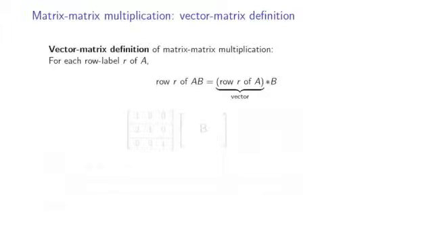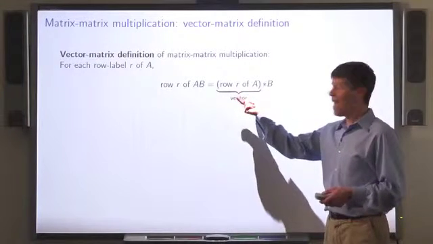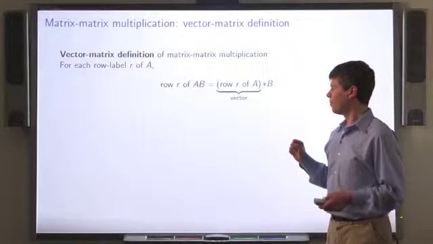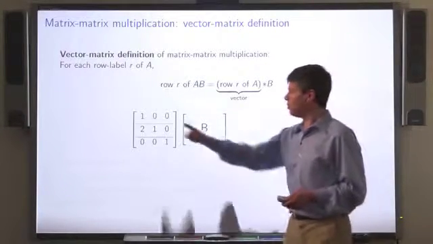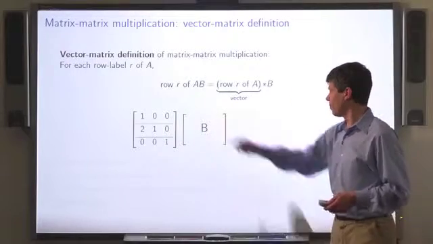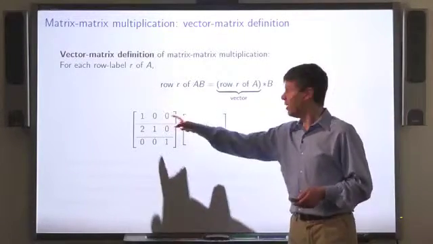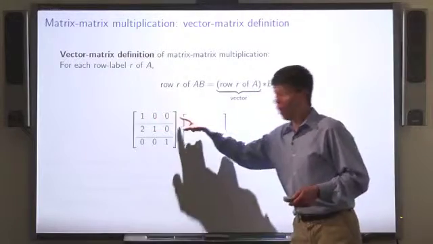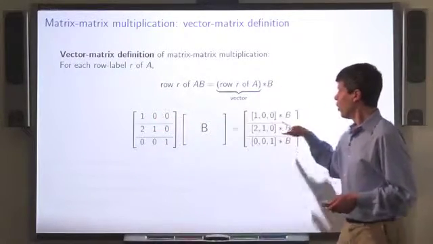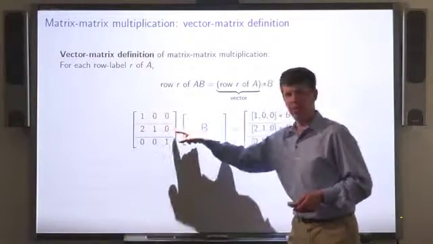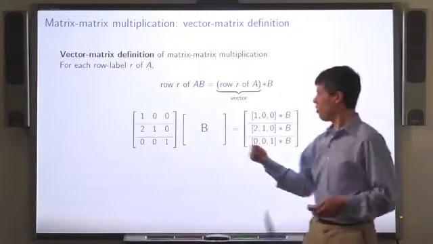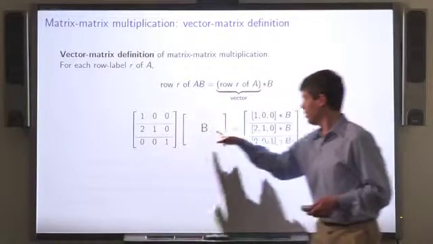Say we're multiplying A and B. For each row label R of the matrix A, row R of AB is the vector matrix product, the row R of A times B. So for example, let's say we're multiplying this matrix by B. Row 1 of the product is row 1 of the first matrix times B. Row 2 of the product is row 2 of this matrix times B. And row 3 of the product is row 3 of this matrix times B.